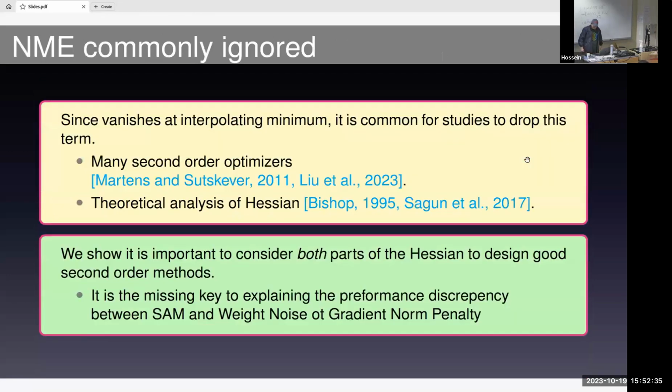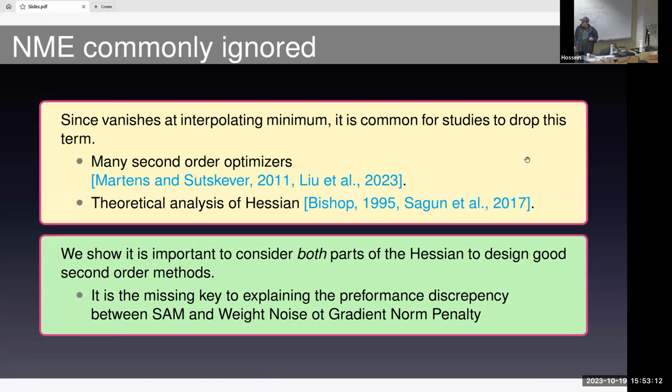And I'll give you some examples. For example, there are already some second order optimizers, like the ones you see here in the reference, which involve Hessian. But instead of using the actual Hessian, they just use the Gauss-Newton approximation. And also, there are some theoretical works that study second order techniques, and they also drop the Hessian term. I think that's mainly because of the convexity. But that's one thing that is happening in the field. It's very common practice to drop this term.